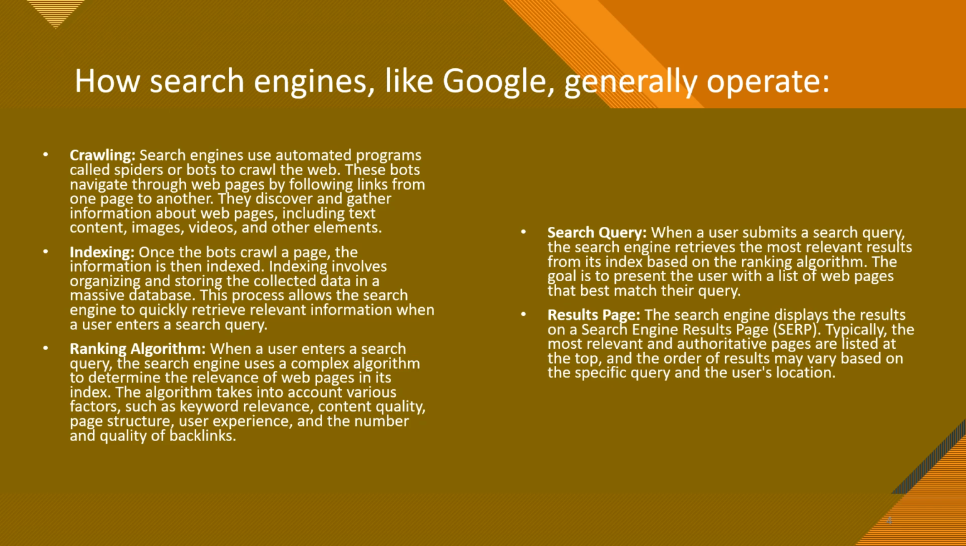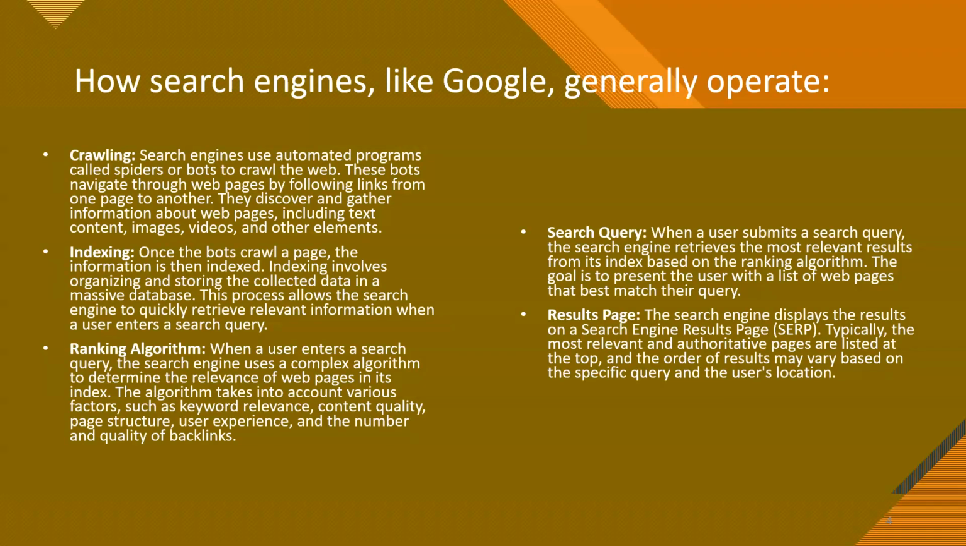Typically, the most relevant and authoritative pages are listed at the top, and the order of results may vary based on a specific query and the user's location. So, outside of just that, like it says, there are specific things that can affect your search depending on you as an individual, though not as highly. Stuff like search history, add-ons, specific things like that can affect the results page, but not as drastically as some people might have been led to believe by other sources.